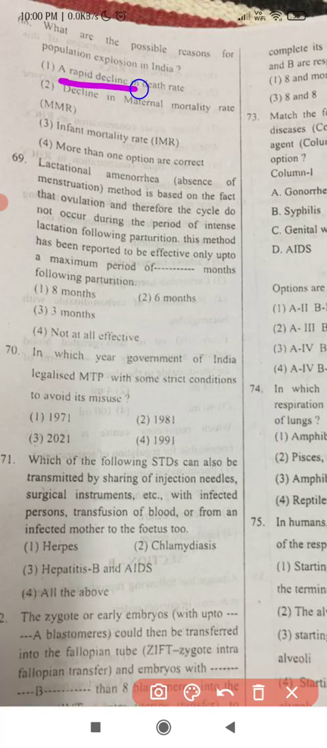See, a rapid decline in death rate, yes, it is correct. Decline in maternal mortality rate, yes. Infant mortality rate, yes. So more than one option, fourth option is correct.